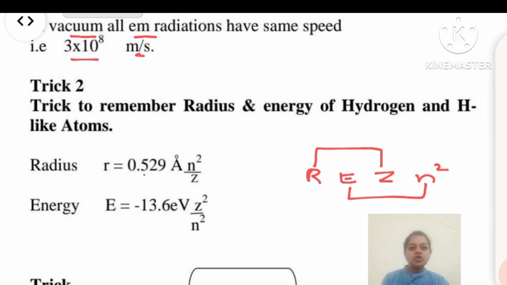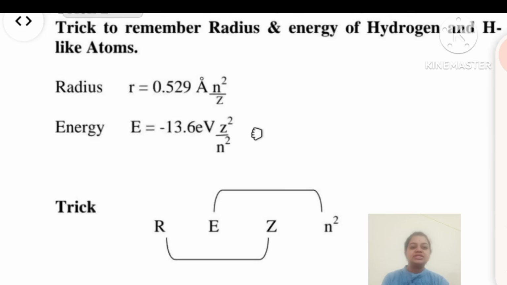See, R is equal to 0.529 angstrom N square by Z. Here, energy E is equal to minus 13.6 electron volt Z square by N square. When energy comes, N square will be below. When radius comes, Z will be below. So, REZN square. Okay. Next.